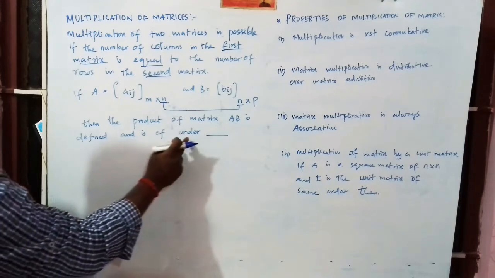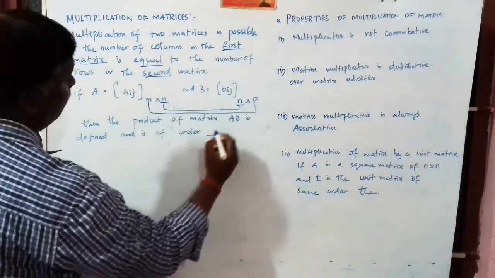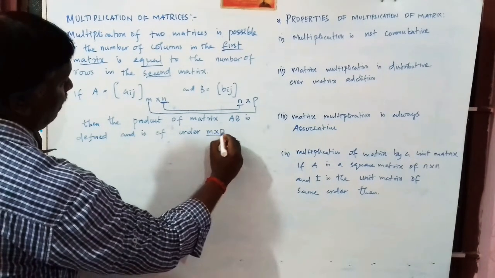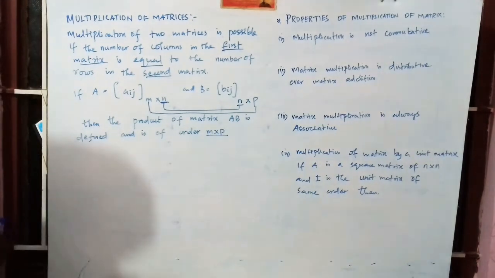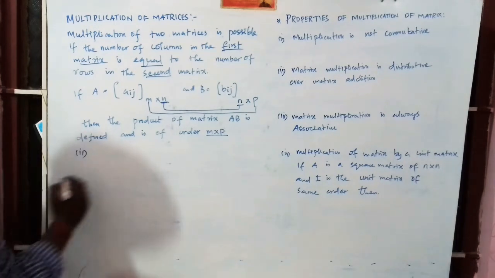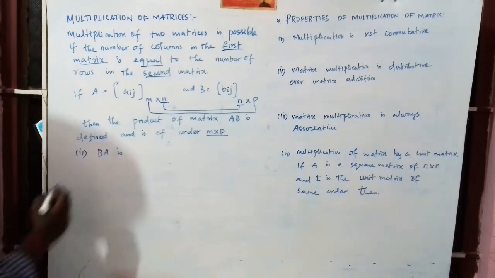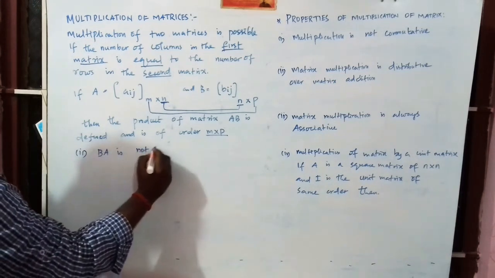defined, and the resulting order is m by p. This is called the product of two matrices. Second, what about the product BA? BA is not defined.